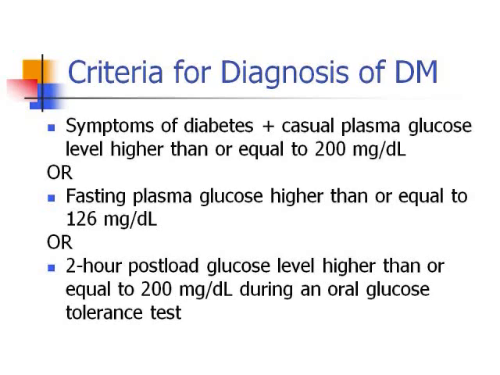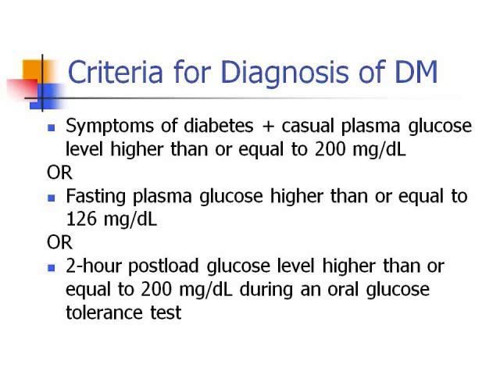So what are the criteria for diagnosing diabetes? These are the ones that are listed in your book. The first one is symptoms of diabetes plus casual plasma glucose level higher than or equal to 200 milligrams per deciliter. Casual plasma glucose means it's taken any time of the day. It doesn't matter when they ate or when they didn't eat. The second criteria is fasting plasma glucose higher than or equal to 126 milligrams per deciliter.